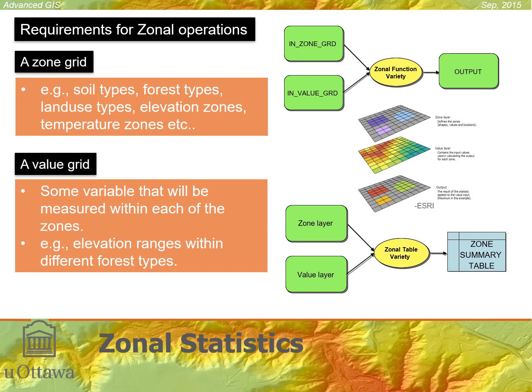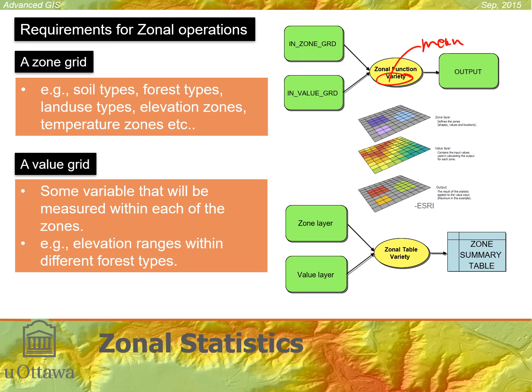Then what happens? Well, we would put in the zone and the value grid, which is often continuous, but could be categorical. If it was a categorical one, then we might ask what the zonal variety is. So what is the variety of the value grid cells within each zone of the zonal layer? Or it could be a mean for continuous data.